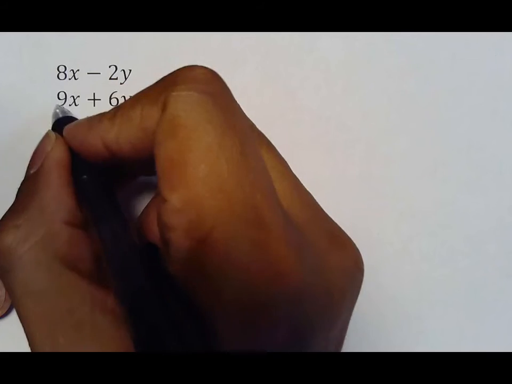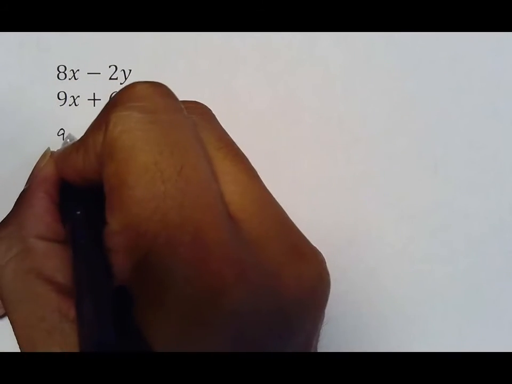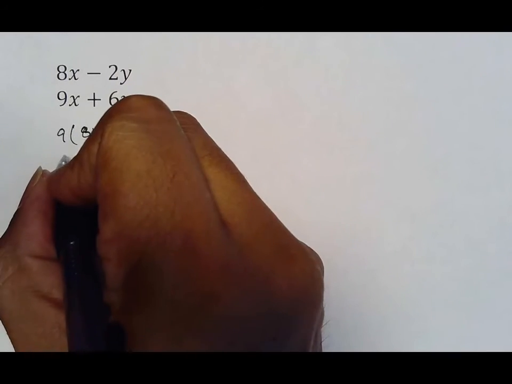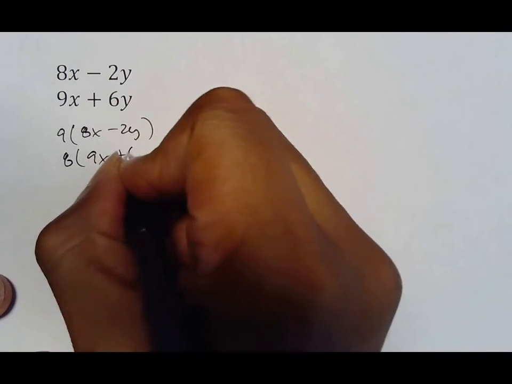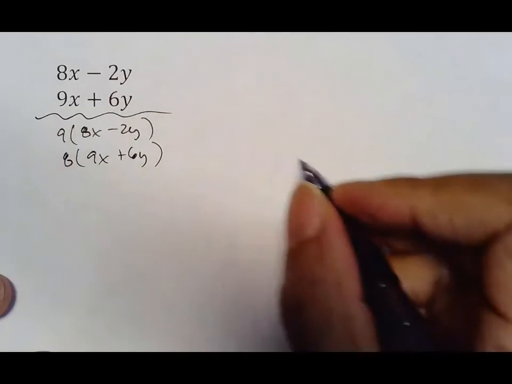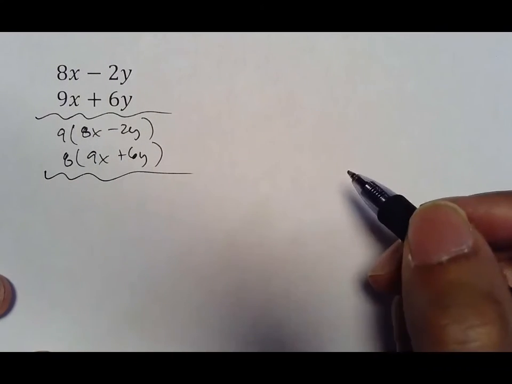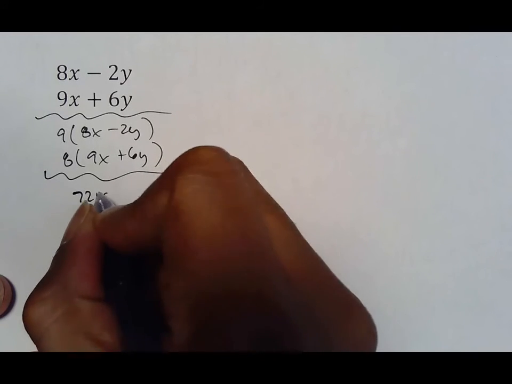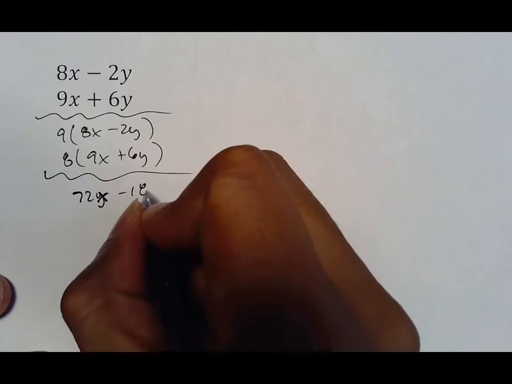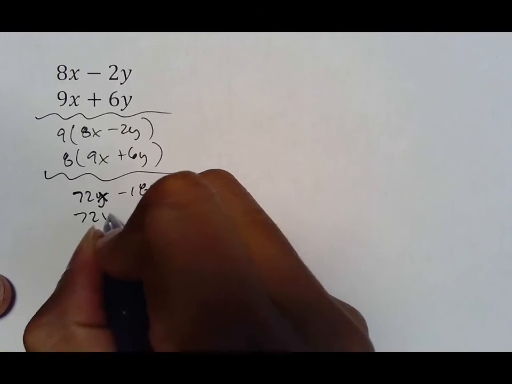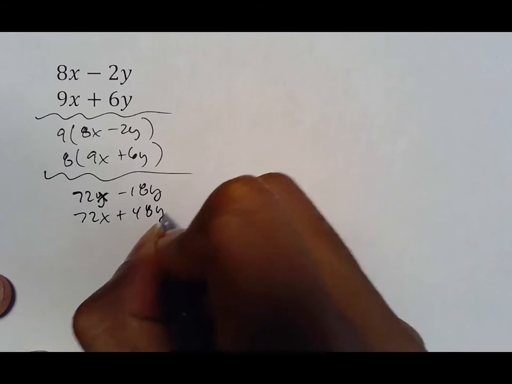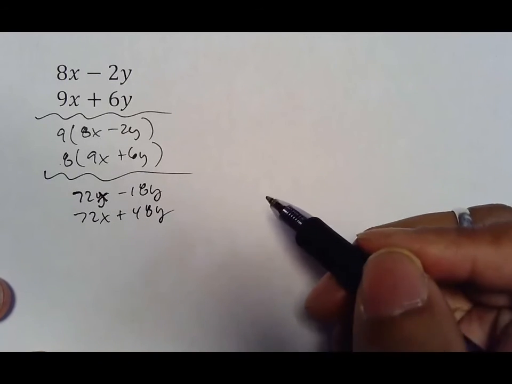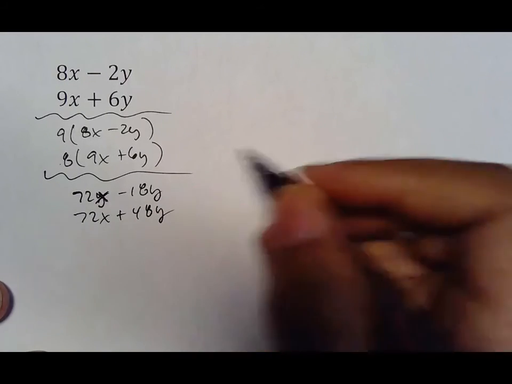So again, 8 and 9 meet at 72, so I'm going to multiply up the 9. I'm going to multiply down the 8. Again, I'm pretty sure that your computer is going to make you type all this stuff into individual boxes. We then have to distribute: 72x minus 18y, 72x plus 48y. 72, 18, 72, 48. You just got to check your distributive part. That's really the only spot where people mess up.